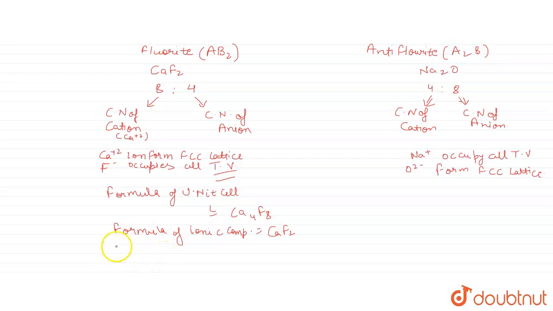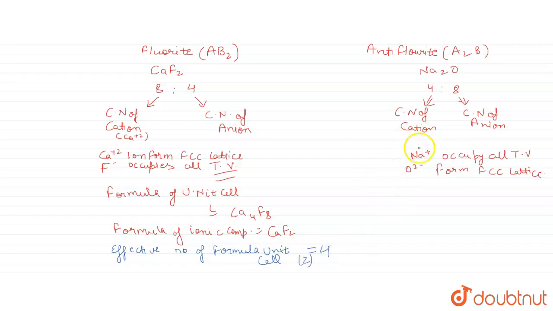Effective number of formula unit cell, Z, in this fluoride type of structure is 4.